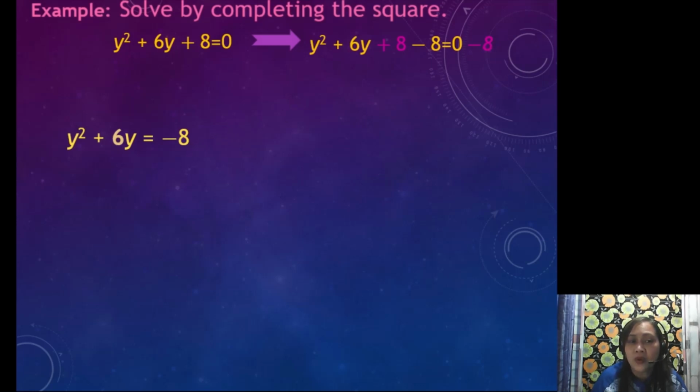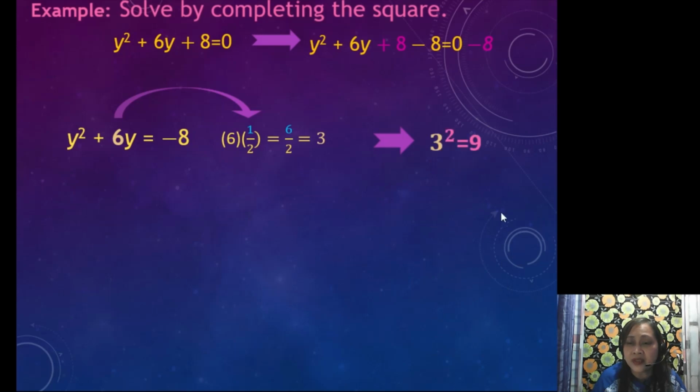Then after that, we add the square of 1/2 of the coefficient of y. So we will get the 1/2 of the coefficient of y. In this equation, the coefficient of y is 6. So we will multiply 6 by 1/2. So 6 times 1/2, that is 6 over 2. So 6 divided by 2, that is equal to 3. Then we will square the number 3. So the result is 9, because 3 times 3 is 9. Now we can add 9 to both sides of the equation.